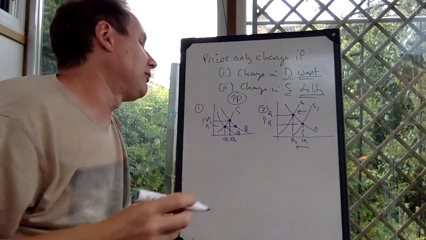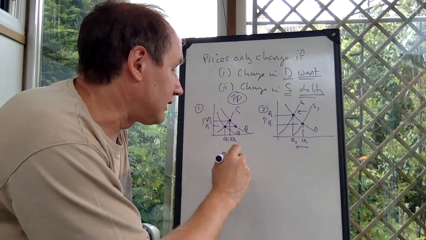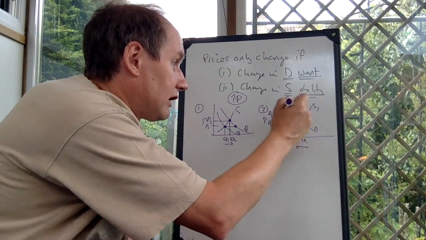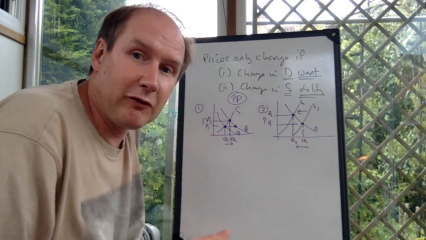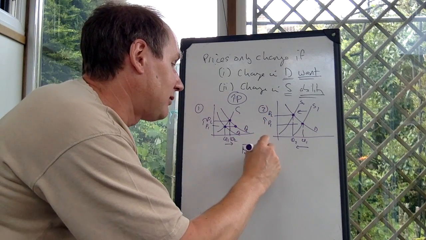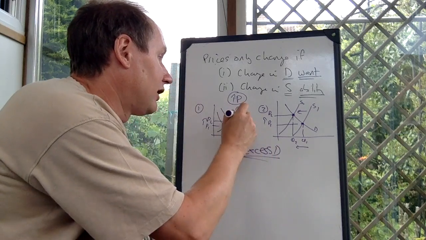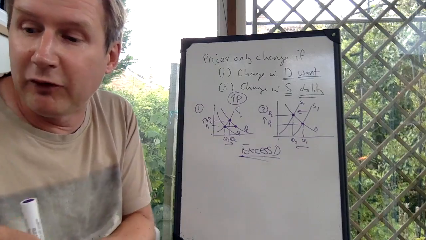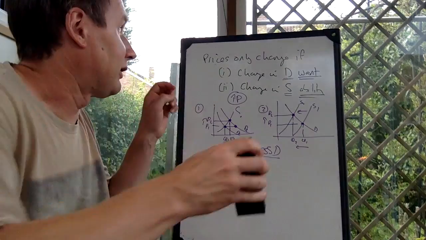So an increase in price, if it's caused by an increase in demand, is associated with an increase in output. If it's associated with a fall in supply, we get a fall in output. But in both cases, it's driven by excess demand. In one case, demand rises and that creates excess demand. In the other case, supply falls and that creates excess demand.